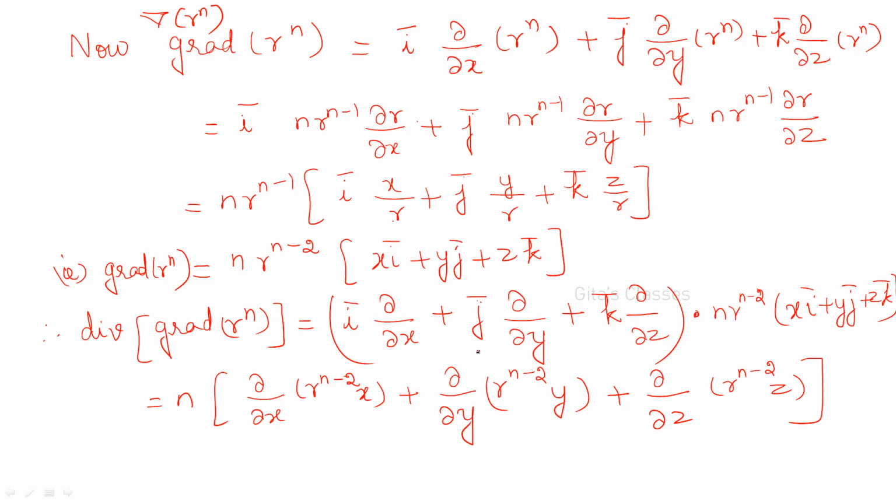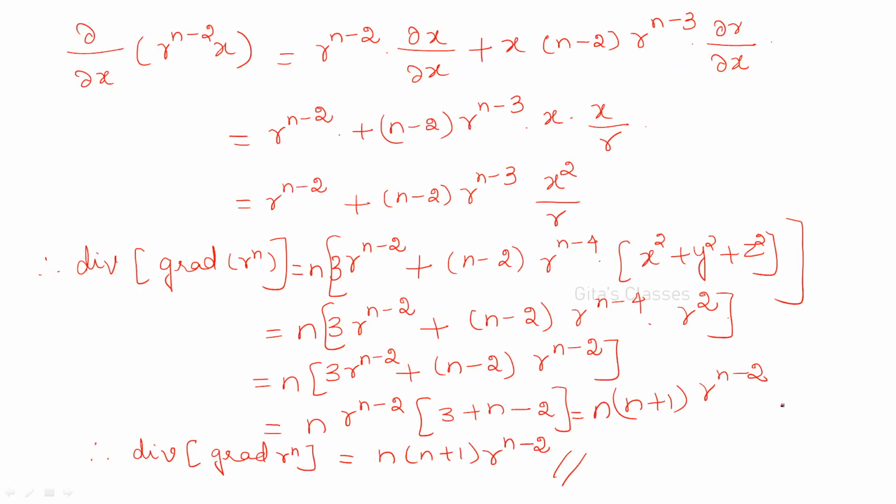So when we are taking the dot product, i dot i is 1. So ∂/∂x of n r^(n-2) x. n we can take outside. It is not a function of x or y or z. So n I can take outside. So ∂/∂x of r^(n-2) x plus ∂/∂y of r^(n-2) y plus ∂/∂z of r^(n-2) z. By taking the dot product we get this.